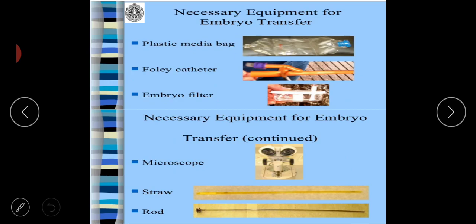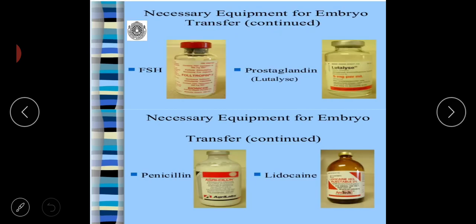So these are some of the equipment required for this technique. One is the plastic media bag and Foley catheter, used to collect the embryos, and the embryo filter, and then a microscope to observe the embryo, and the French straw, which is used to transfer the embryo, and this is the rod which pushes that French straw deep into the uterine horn region. These are some of the equipment necessary for the embryo transfer technique.